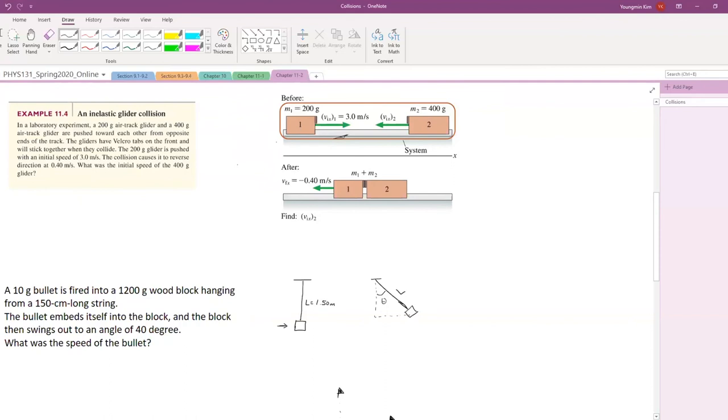The 200 gram glider is pushed with an initial speed of 3.0 meters per second, and the collision causes it to reverse direction at 0.4 meters per second. What was the initial speed of the 400 gram glider? So in the before setting, you have cart 1 with its mass and the initial velocity going to the right. And cart 2 has its mass and the velocity going to the left. In this case, the initial velocity v2 would have a minus sign. Afterwards, because of the Velcro, these two carts will stick together and travel with the common velocity they share.